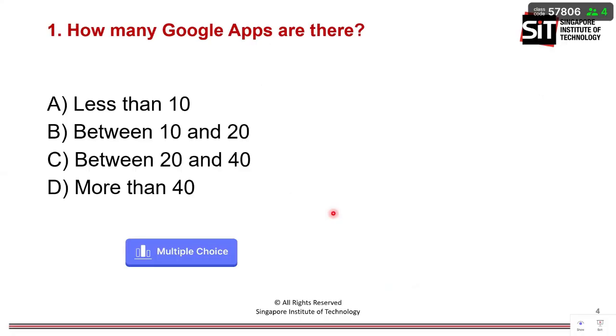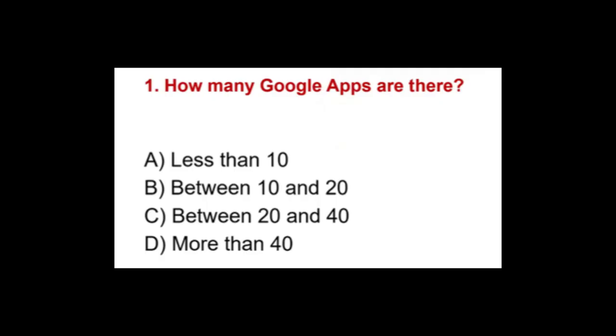Okay, let's run our first activity. This activity should be a straightforward one. No need to think too hard. Whatever comes into your mind, you just select the answer. How many Google apps are there? All right, how many Google applications? This apps refers to applications.